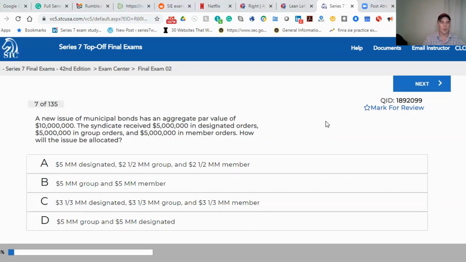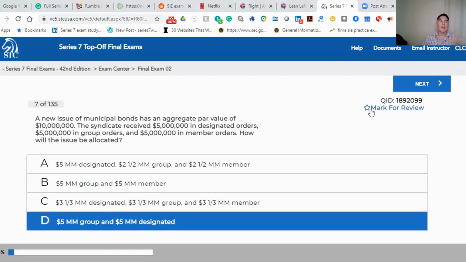So the first thing we do is look for the pre-sale. We have no pre-sale, so we go to the next. We go to group. Okay, there's a group order. So we have 10 million, 5 million taken by group, so there's only 5 left. Then designated is the second one. Boom. So it goes 5 million to group, 5 million to designated. The members are out of luck. The member gets nothing because they're out. 10 million: 5 million to group, 5 million to designated. There's nothing left over. Remember, pretty girls drive Mercedes.